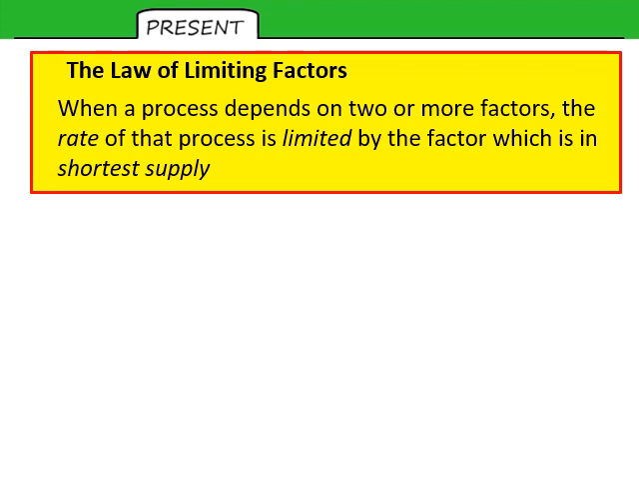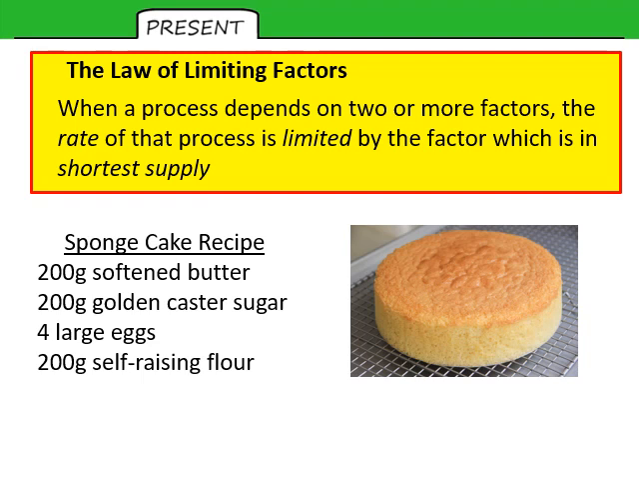Now, before we go into detail about photosynthesis, I'm actually going to start with an analogy. I'm going to use an analogy of baking a cake, and to be more precise, baking a sponge cake. I've picked a really simple, basic cake recipe here, and we're going to use this as our example to explain the law of limiting factors and then apply it to photosynthesis. So our recipe for our sponge cake is this: 200 grams of softened butter, 200 grams of golden caster sugar, 4 large eggs, and 200 grams of self-raising flour.